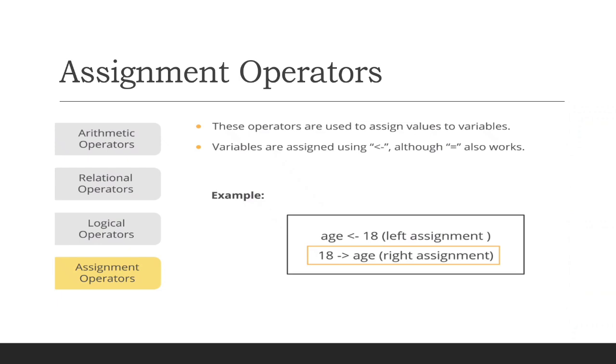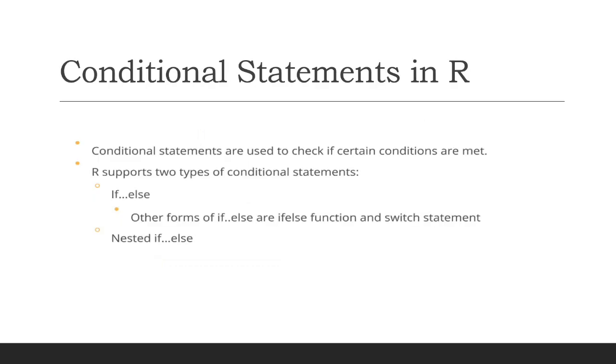Then the last operator is the assignment operator. As we have already discussed, there are three ways we can assign: the equal to sign, leftward, which is also known as left assignment, and rightward, known as right assignment. So these are the three ways we can use the assignment operator in our R programming language.